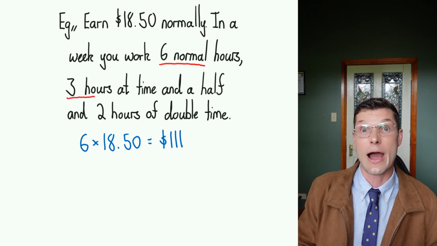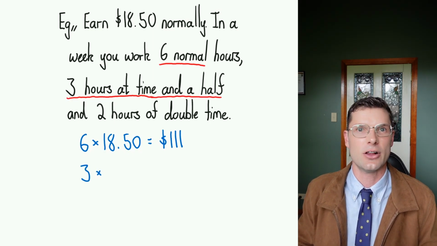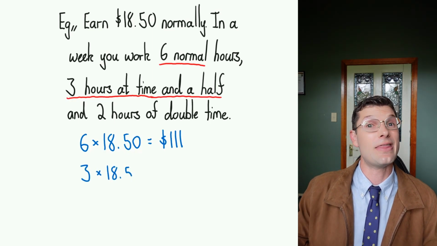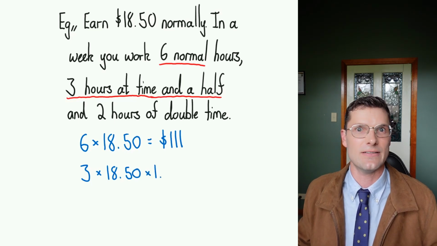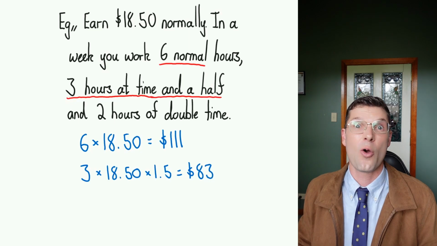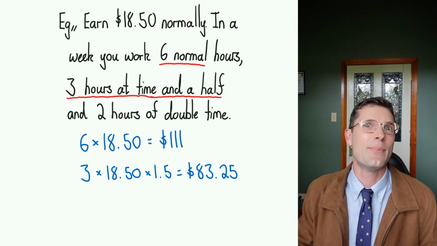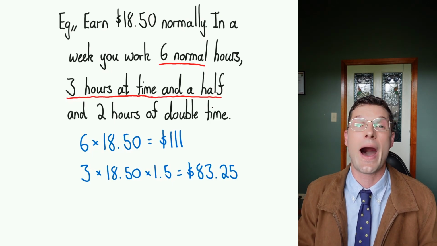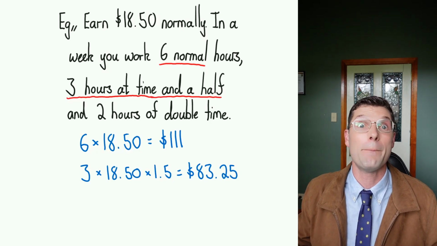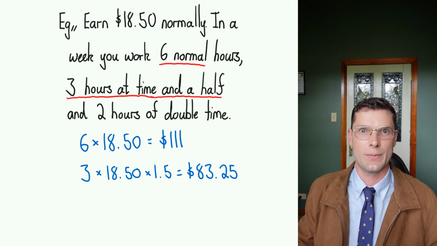Then we've worked 3 hours at time and a half. So I'm going to do 3 multiplied by $18.50, and then I'm going to multiply that by my boost or my incentive, 1.5. This is equal to $83.25. We can see that 3 hours is half of 6, obviously, but $83 is much closer to 111 than half. We got paid more money, so it was worth more for us to do.